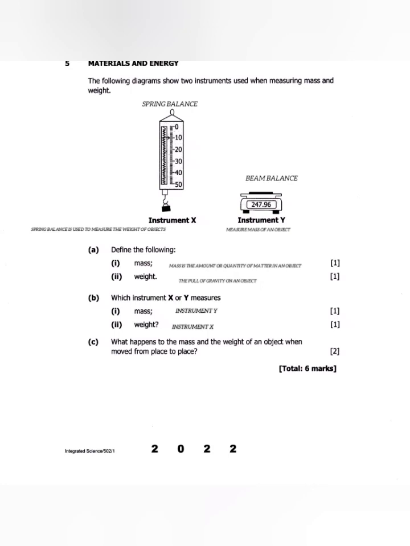Then as for C, saying what happens to the mass and the weight of an object when moved from place to place? So we have 2 marks there. So I'm going to say mass does not change. So mass remains constant, does not change. If you move from one place to another, mass remains constant. So I'm going to say mass remains constant while weight changes.